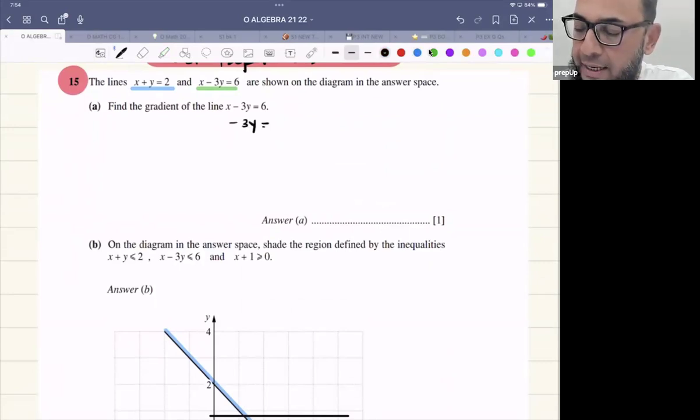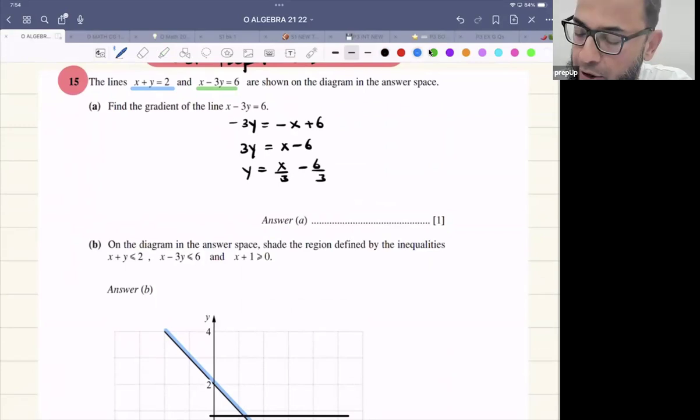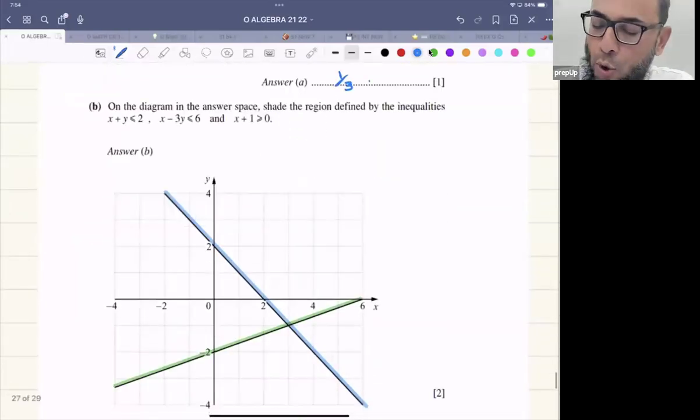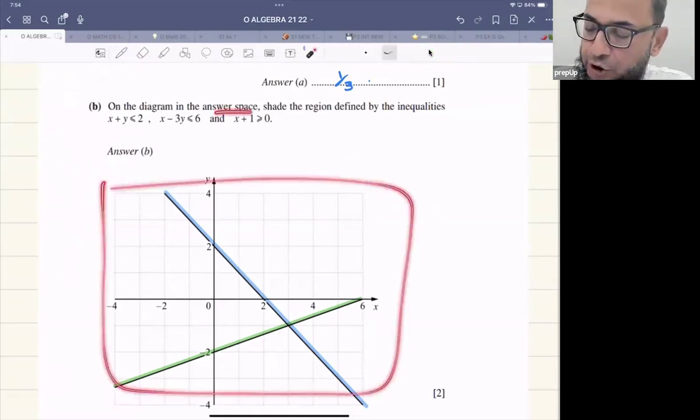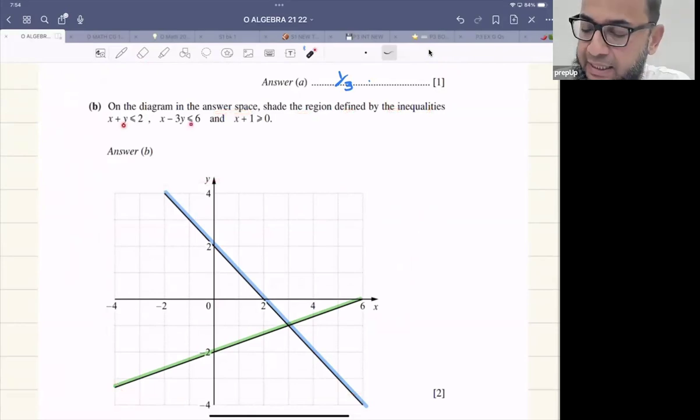Negative 3y is equals to negative x plus 6. 3y is equals to x minus 6. Y is equals to x over 3 minus 6 over 3. So the coefficient of x is gradient, that is positive 1/3. Nothing is done. On the diagram in the answer space, this is the answer space. Shade the region defined by the inequality, this, and x plus 1 is greater than or equal to 0. So this one is x is greater than or equal to negative 1.